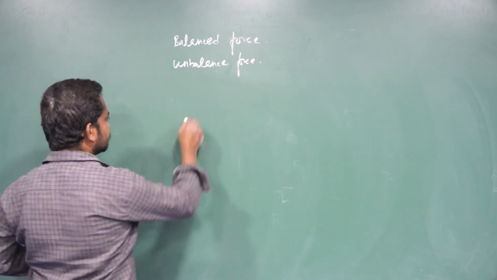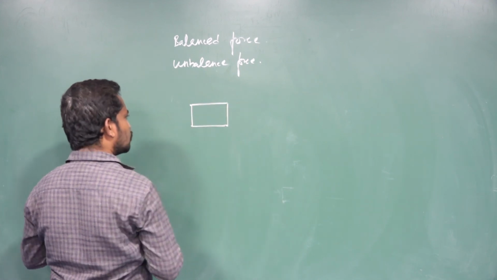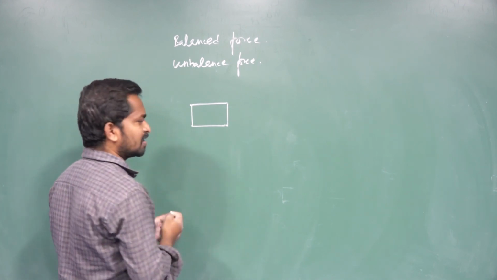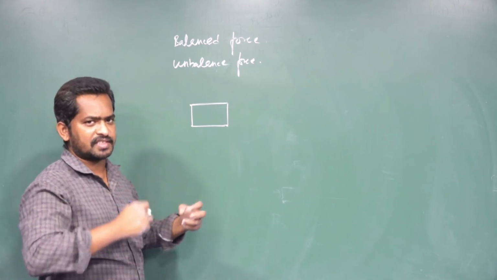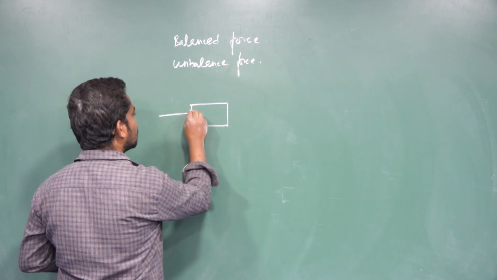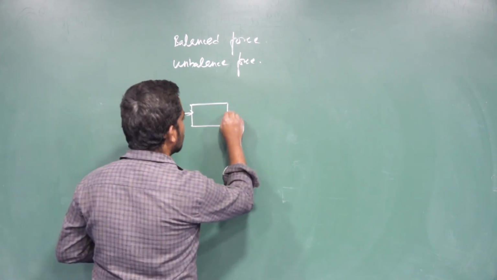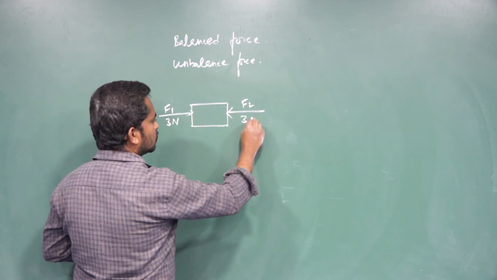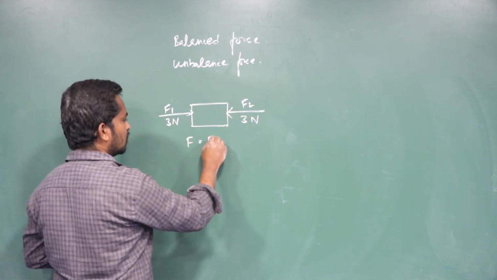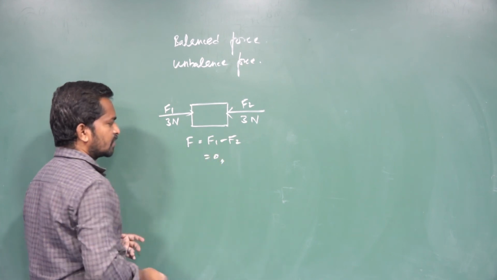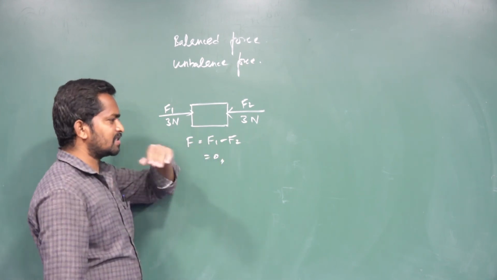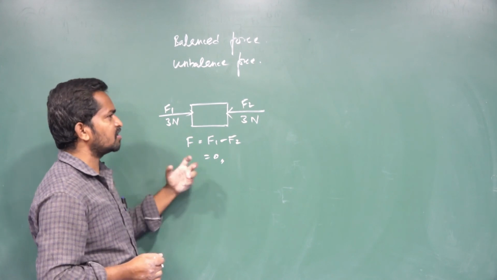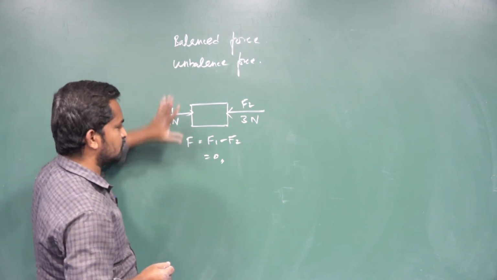Balanced force is when two or more forces act on the object and do not change its state of rest or state of uniform motion, which means the object does not change its state. That is called a balanced force. For example, F1 force acts in this direction and F2 force acts in the opposite direction. F1 is 3 Newton, F2 is also 3 Newton. So what is the resultant force? F is equal to F1 minus F2, which is equal to 0. This is called a balanced force. The object does not change its state of rest or state of motion, so it is called a balanced force.